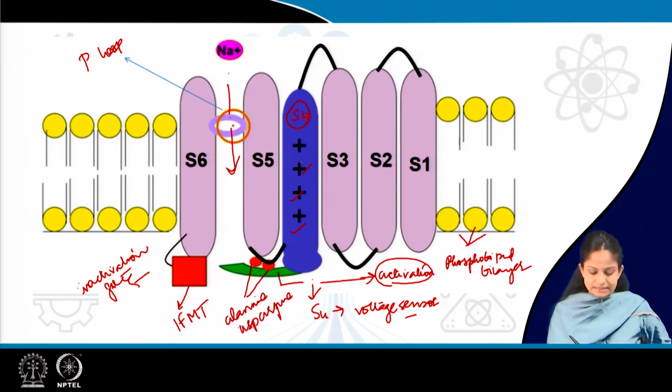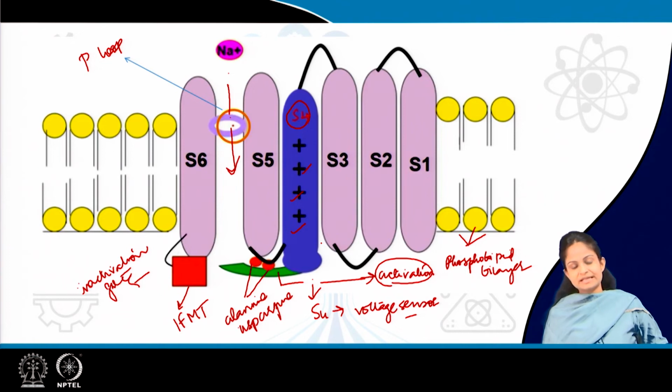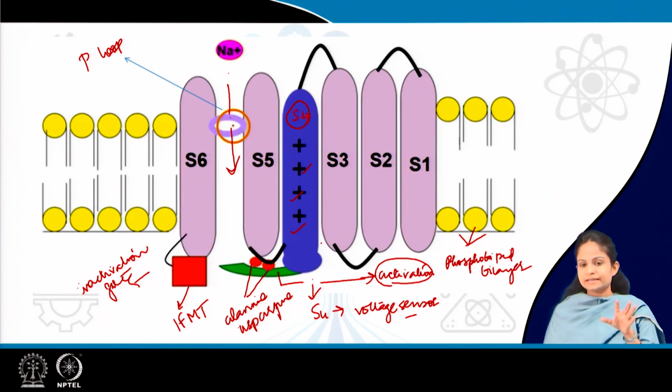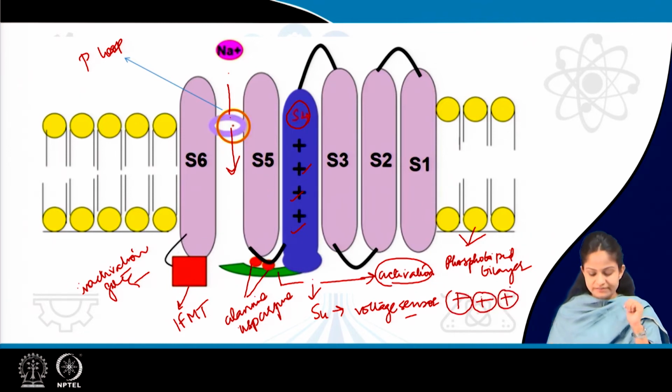So, as we can see now, this is the condition at rest. I told you at resting membrane potential, usually the ion channels are closed. Now, whenever there is a change in the membrane potential, that means whenever the interior becomes more positive, what will happen? This S4 segment will move upward.